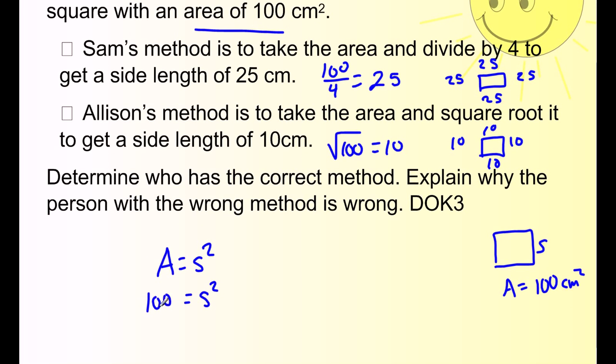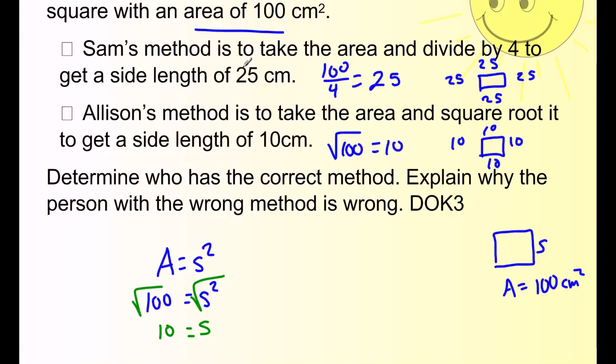Sam divided this by 25. Allison took the square root. Well, if I'm trying to get this s by itself, the opposite of s squared is square root. Allison is correct. I needed to square root each side, so each side would be 10.